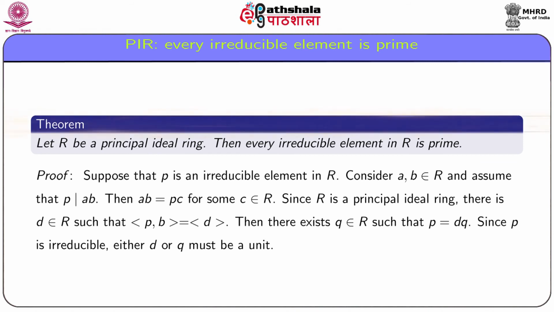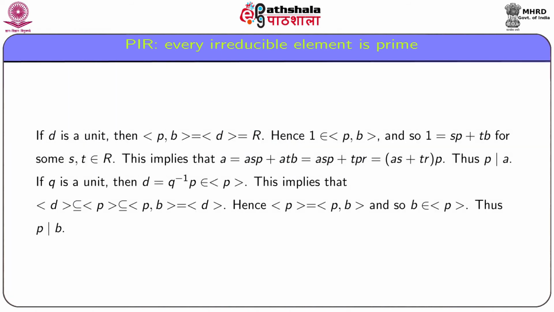For this, consider the ideal generated by PB. Since R is a principal ideal ring, there is some D in R such that the ideal generated by PB is also generated by D. Thus P belongs to the ideal generated by D, and hence there exists some Q in R such that P is equal to DQ. Since P is irreducible, either D is a unit or Q is a unit.